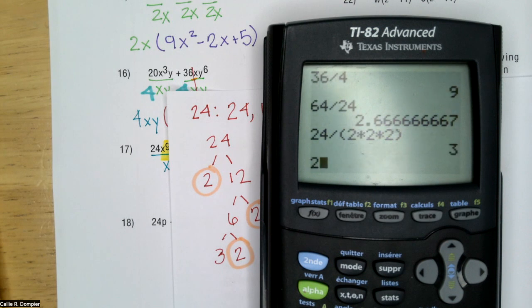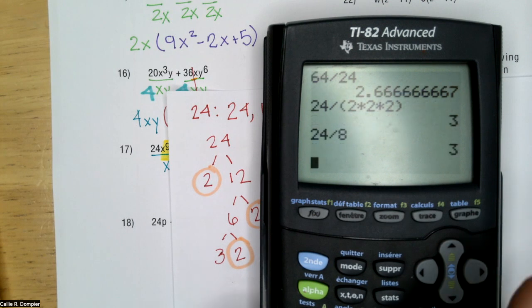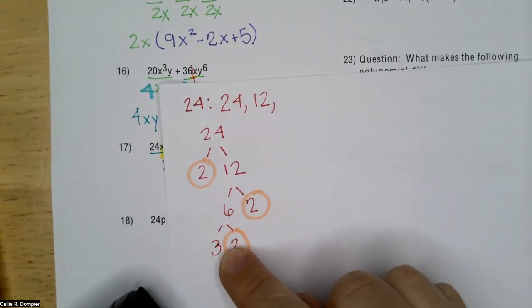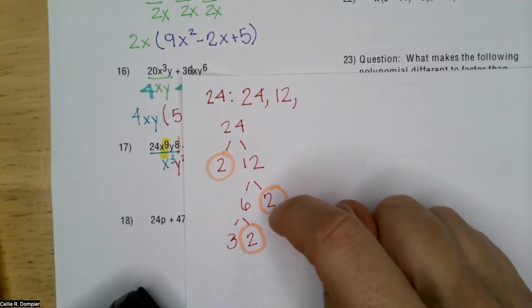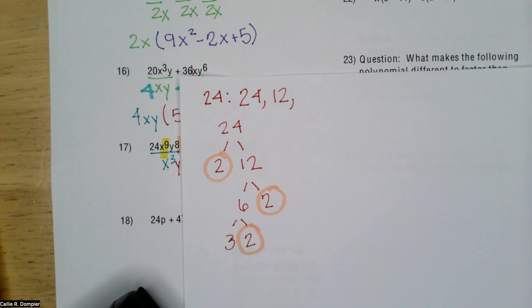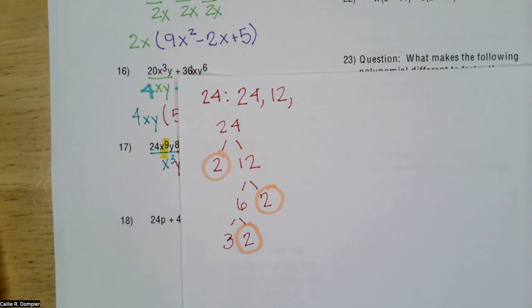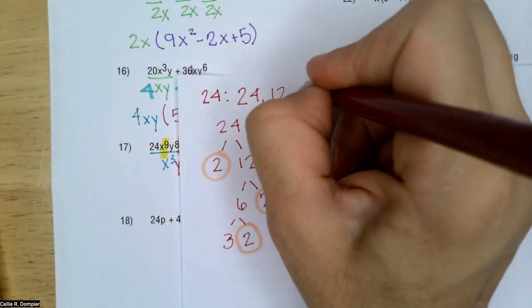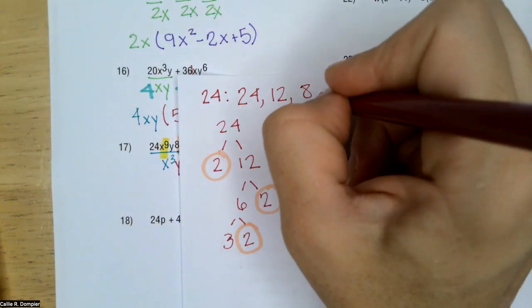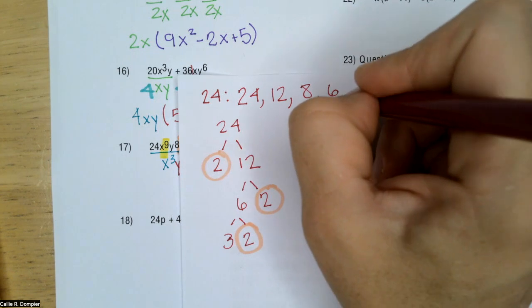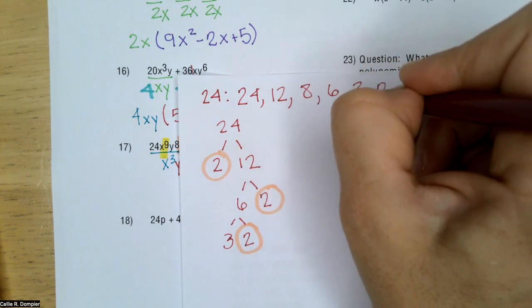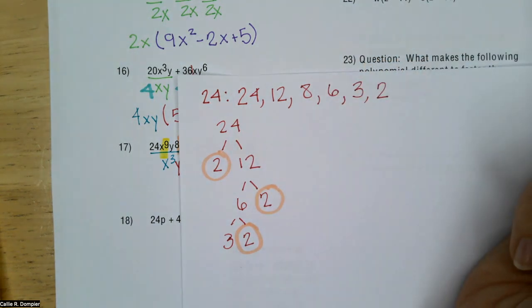24 divided by 2 times 2 times 2 is the same as 24 divided by 8. So if you have a repeating prime in there, you want to count it as itself, as the number 2, and as 2 times 2 times 2. Itself times the number of times it appears on your factor tree. Okay, so we have 24, 12, 8, 6, 3, and 2. Those are the factors of 24.